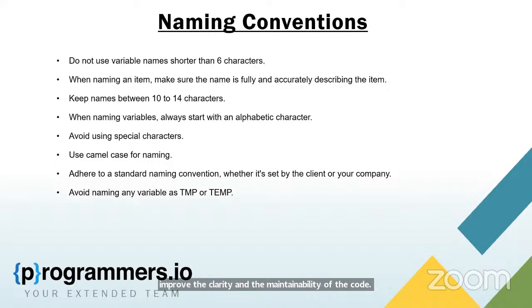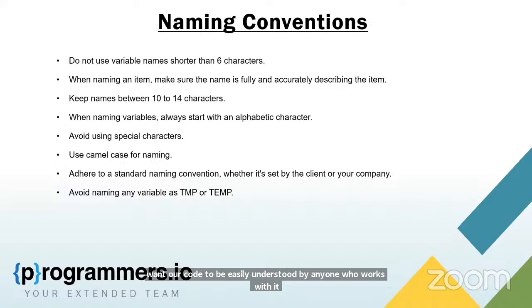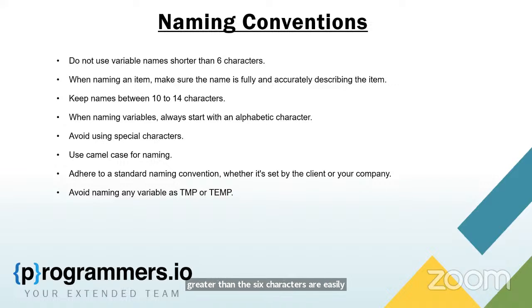First, we should not use variable names shorter than 6 characters. The first and foremost thing is that clarity is key. We want our code to be easily understood by anyone who works with it. This means using names longer than 6 characters, and descriptive names that convey the purpose of each variable or field. For instance, if we use variable names such as var1, var2, temp, or tmp, it's not understood what the purpose of these variables is, or what they are actually representing.